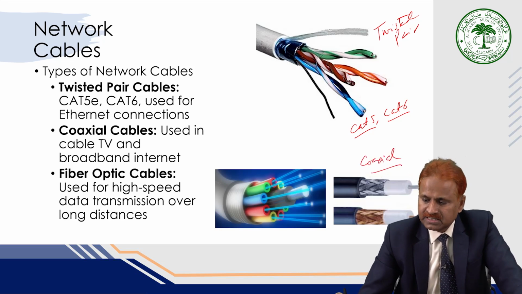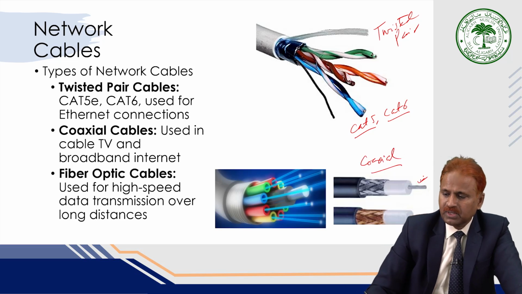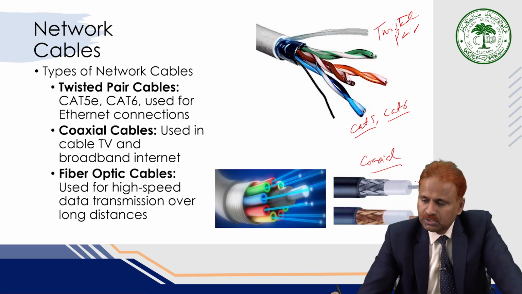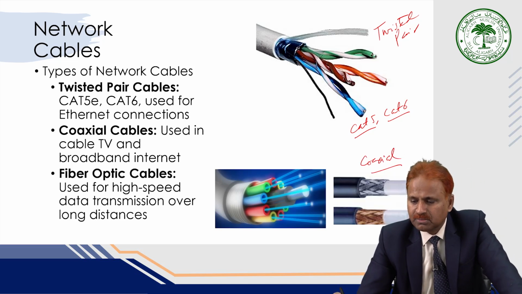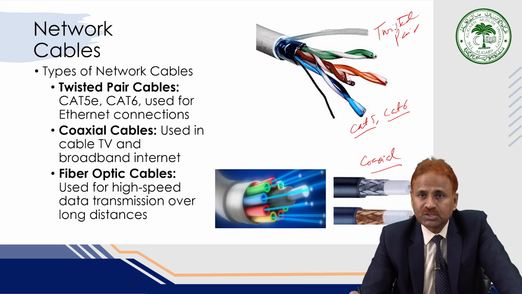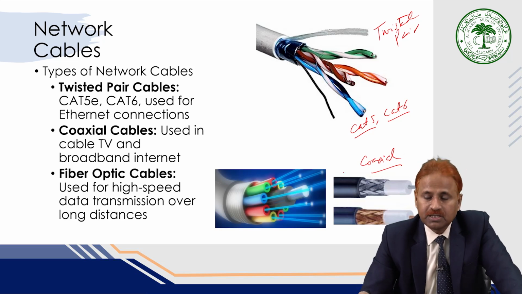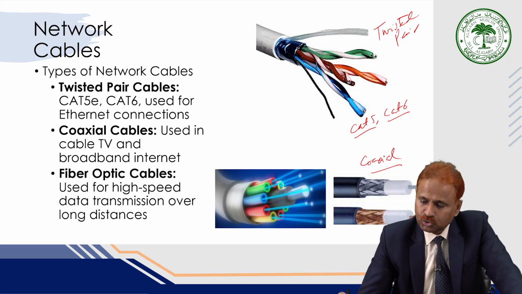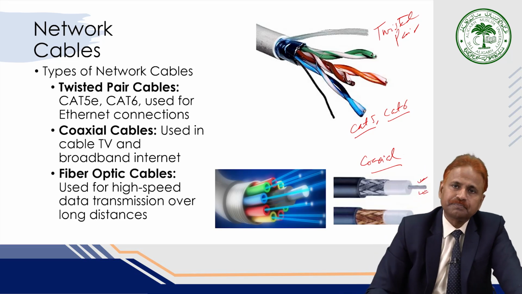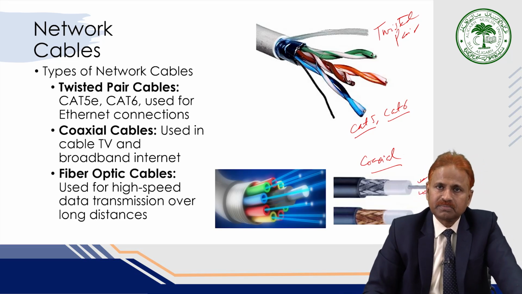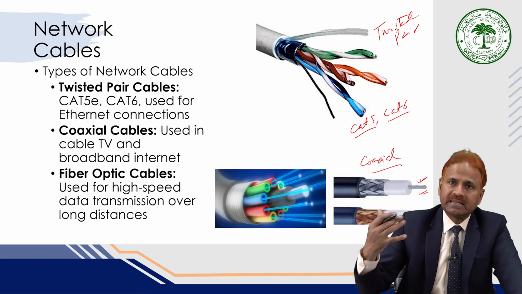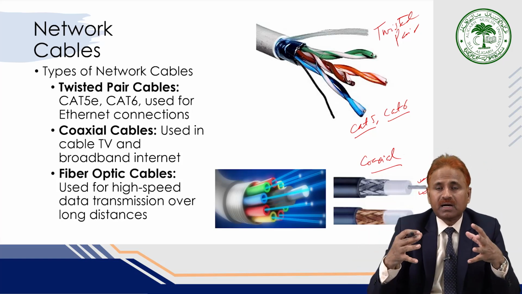Coaxial cable. You just see here, this is the cable. This is the copper cable, and above the copper cable we have a PVC material. Over that we have a mesh, and again we have PVC coating over here. The actual information is being transmitted through this copper conductor.